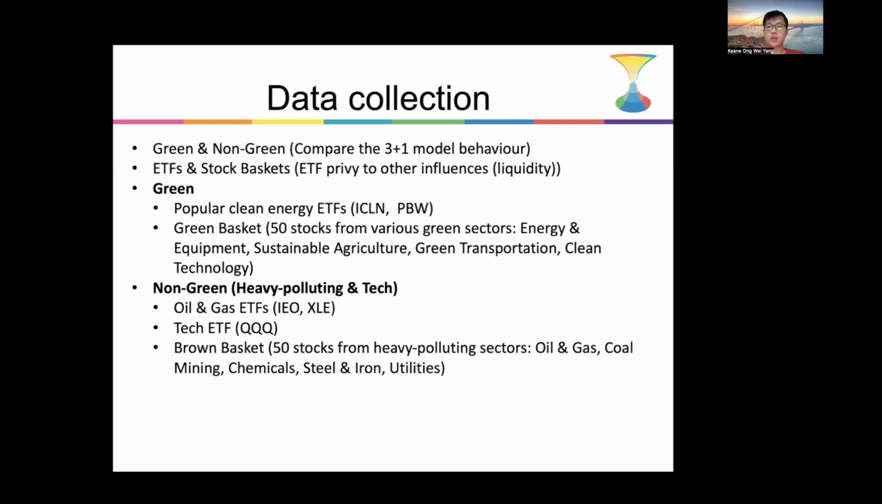Yeah, so just describing briefly what the data collection is. Essentially, we have green assets versus non-green assets. So green assets, we collect ETFs as well as a green basket of stocks, so individual stocks alone, where we get 50 stocks from various green sectors, such as energy, green transportation, clean technology, and so on and so forth. And we're doing basically the same for the more heavily polluting stocks such as oil and gas ETFs, as well as a brown basket of stocks, which are 50 stocks from heavy polluting sectors such as coal mining, chemicals, steel and iron, and so on and so forth.